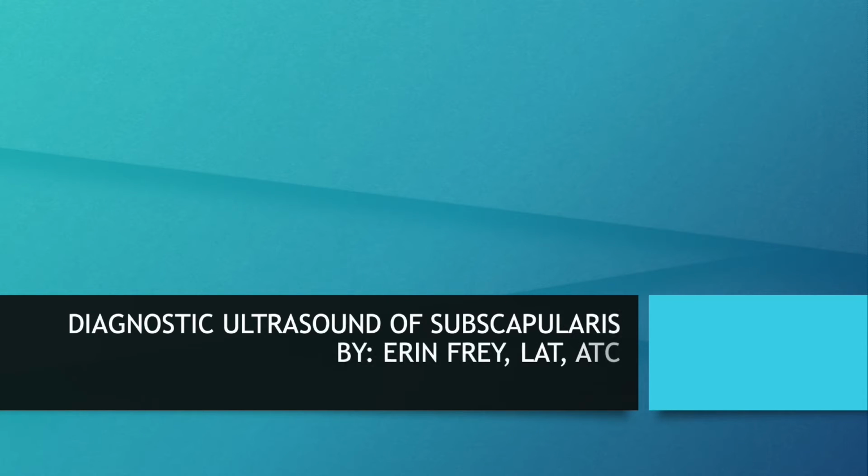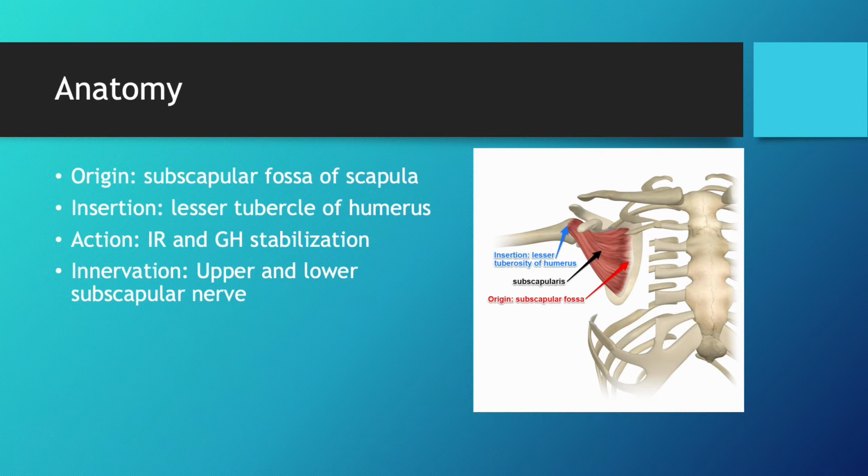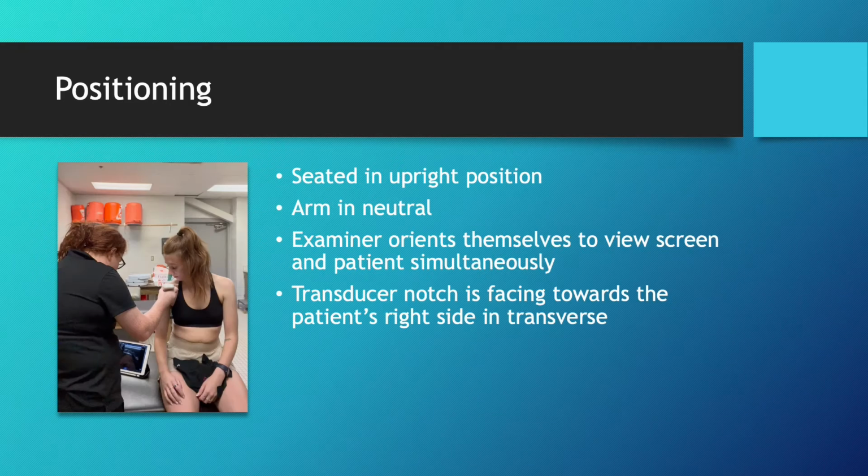Diagnostic ultrasound of the subscapularis muscle. First, we can start off looking at the anatomy of the subscapularis. So the origin is the subscapular fossa of the scapula. The insertion is at the lesser tubercle of the humerus. The actions are internal rotation and glenohumeral stabilization, and it is innervated by the upper and lower subscapular nerve.